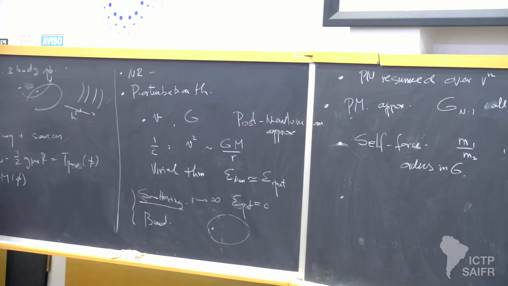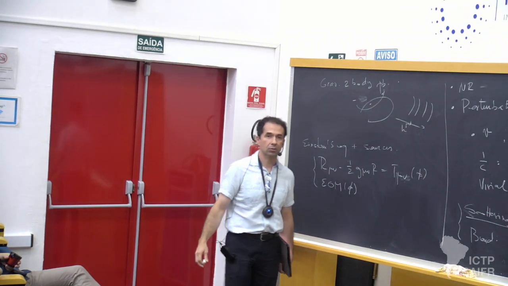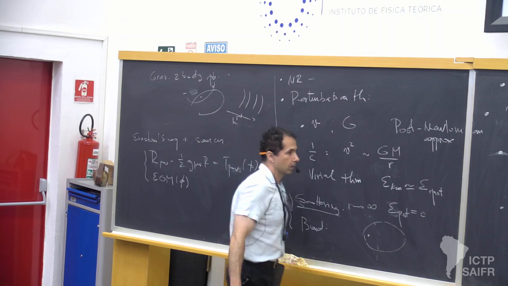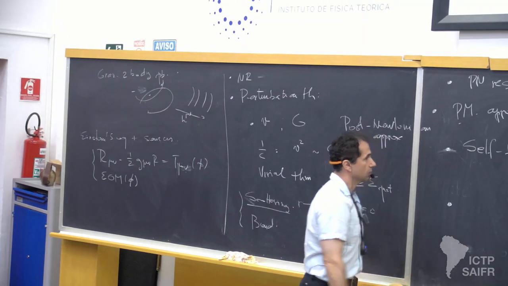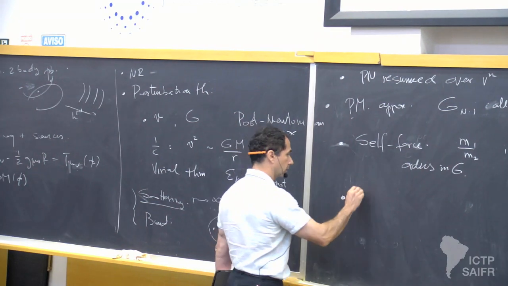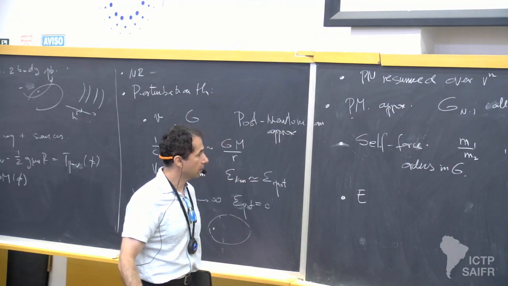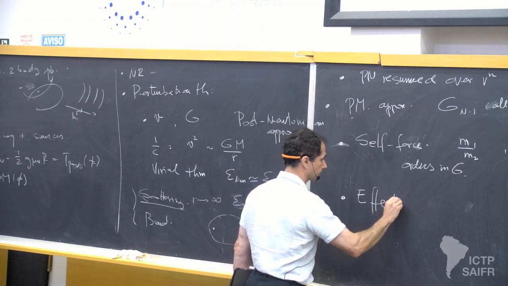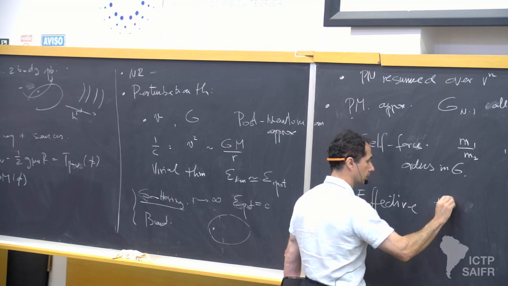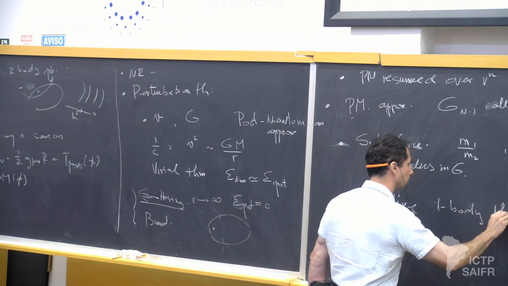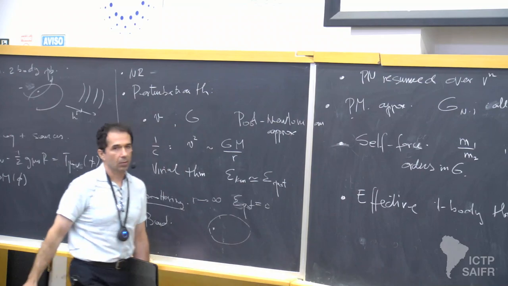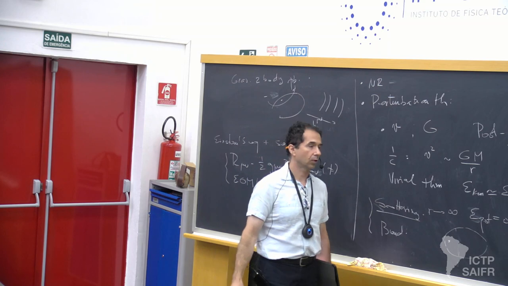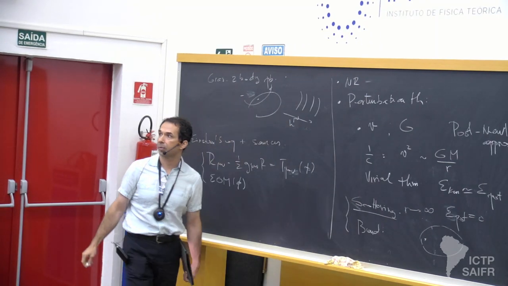But then, of course, with so many perturbation theories and so many expansions, one might wonder how do we put all this together? And it's currently done in a variety of ways. But in some circles, the main method goes by the name of effective one-body theory. So you may think about this as the GR analog of going to the center of mass frame in Newtonian mechanics. Yes.